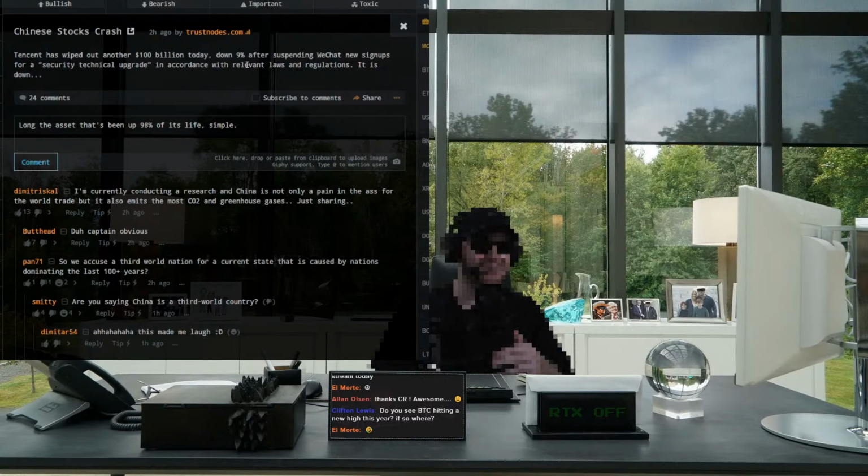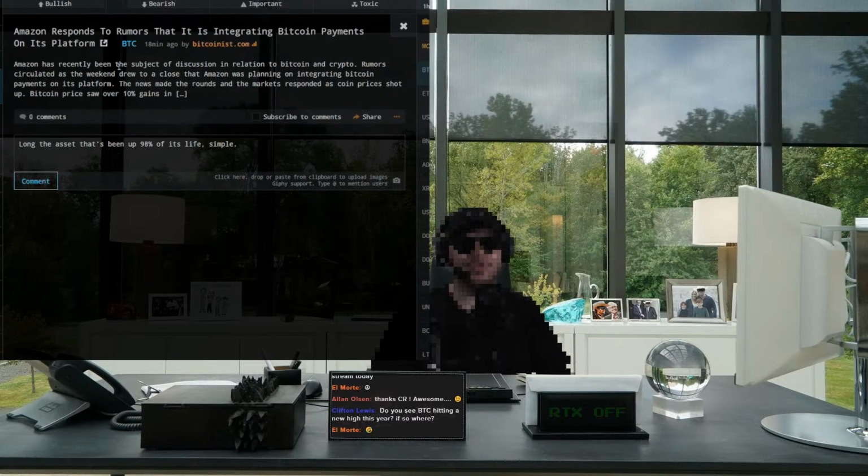Wiped another 10 billion. WeChat new signups for security technical upgrade. So this is a buy signal, basically. It's a buy signal for Chinese stocks.